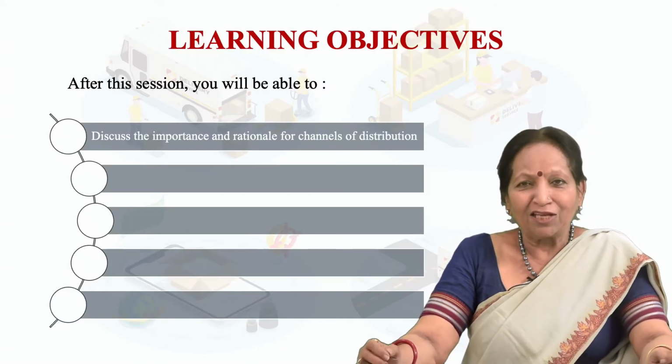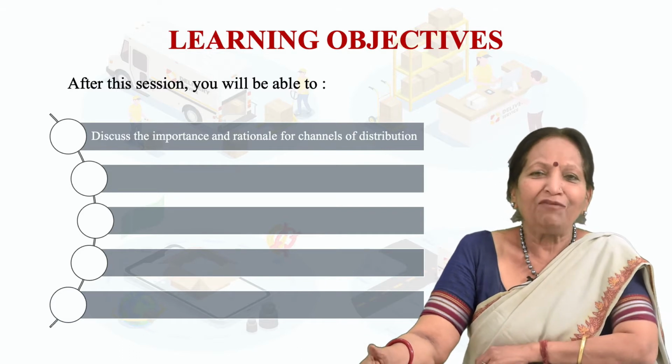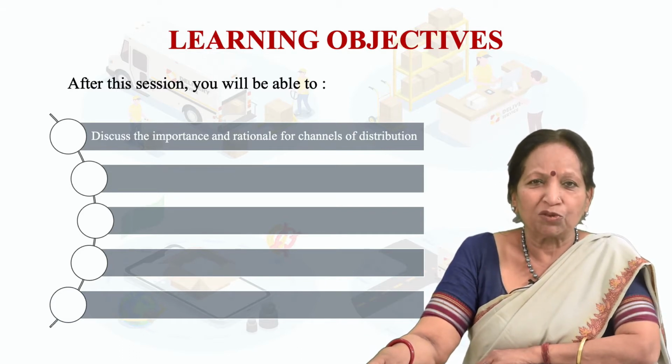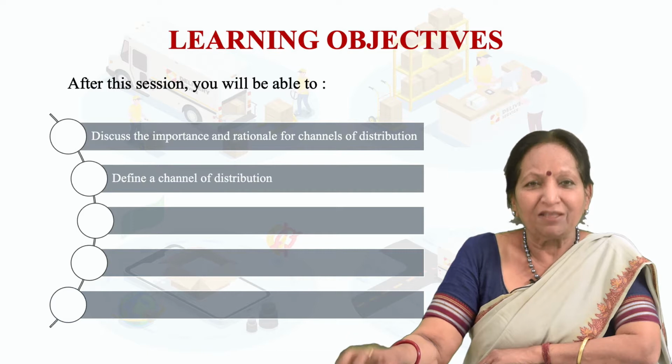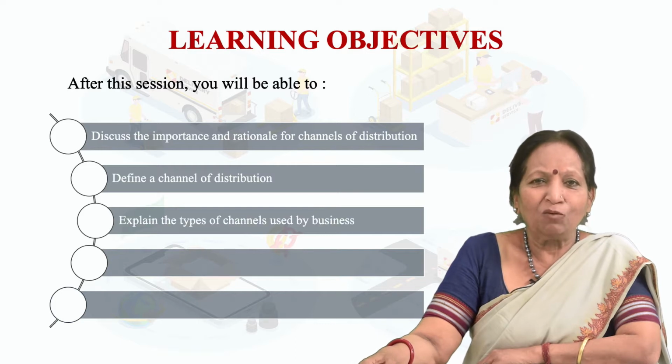Before starting, let's identify the learning outcomes that I expect you to be able to display as you go through this session. You should be able to discuss the importance and rationale for channels of distribution. You should be able to say why, if at all, we should have channels of distribution. You should also be able to give a definition of a channel of distribution and be able to explain the different types of channels that are used by businessmen.